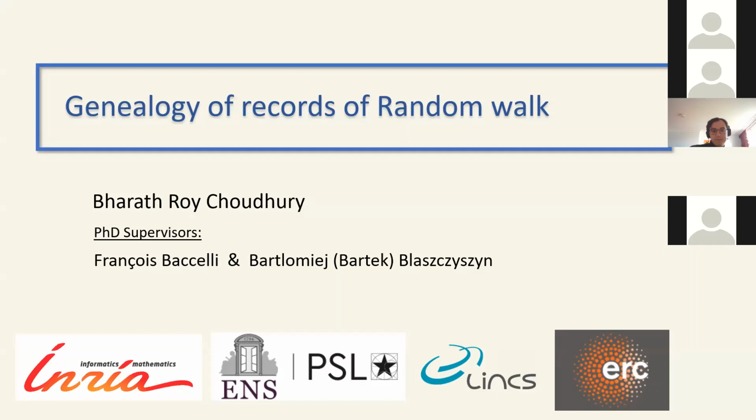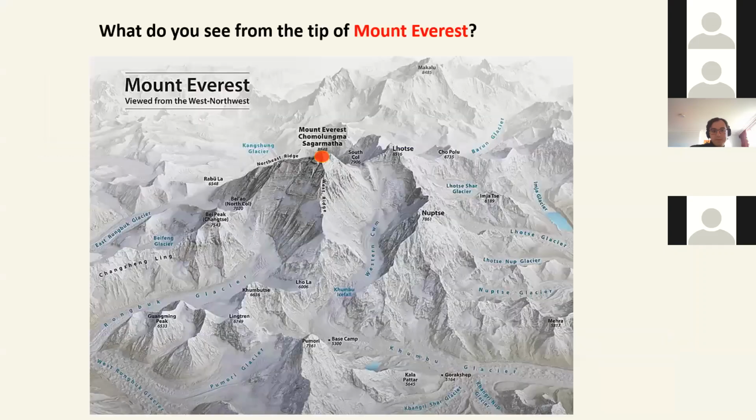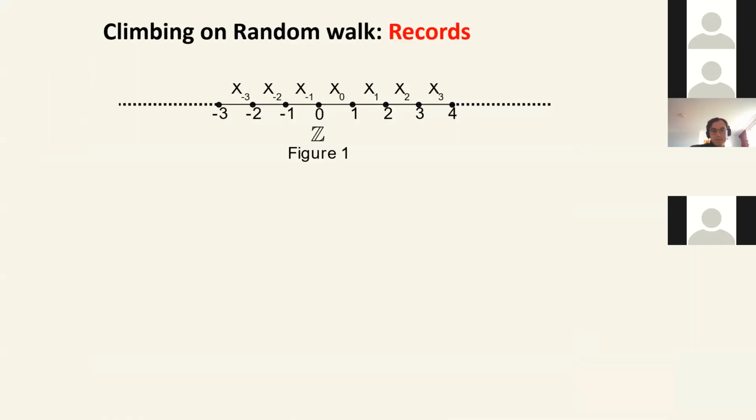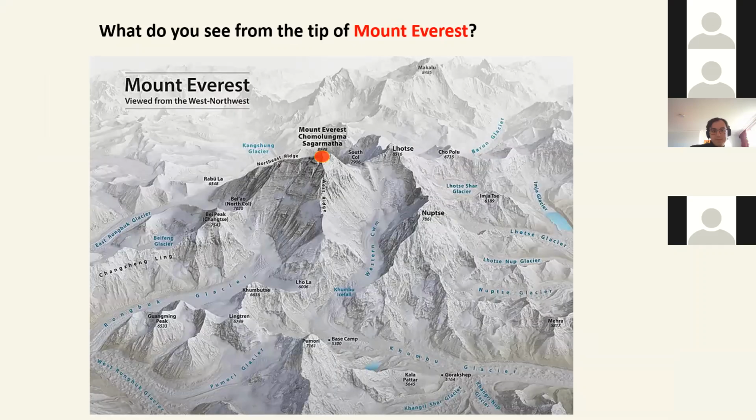I start with the following question. What do you see when you climb to the tip of Mount Everest? As you know, Mount Everest is the tallest point on Earth, and I cannot imagine myself climbing there, but I could imagine climbing on a random walk.